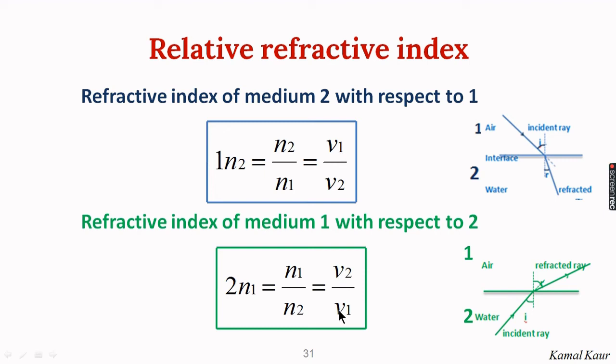We need to pay attention to one thing. Here n1 is above but v2 is in the numerator. Here n2 and v1 are in the numerator. So you need to notice this thing carefully.